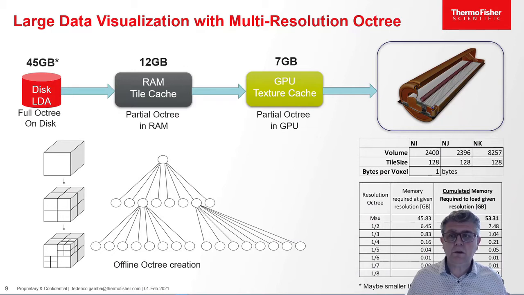We give you what is called an octree solution. So the idea is that you take your input data that is about 45 gig and you pre-process it to create an octree with multiple resolutions. So how is this built? The input data is split into small cubes that we call tiles. Typically they are 128 by 128 by 128 voxels. But you can change this size when you do the conversion.